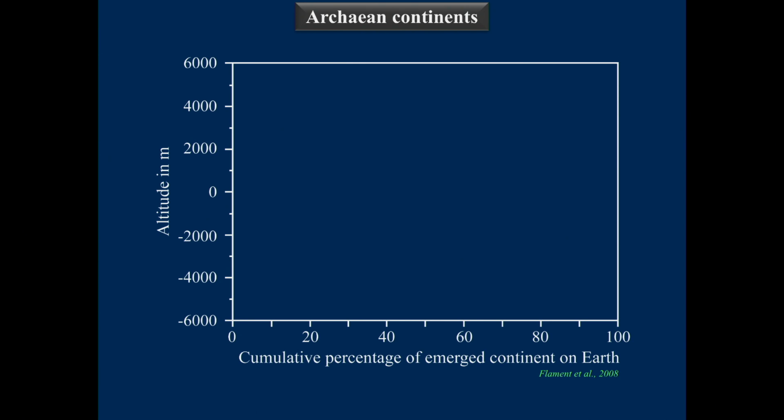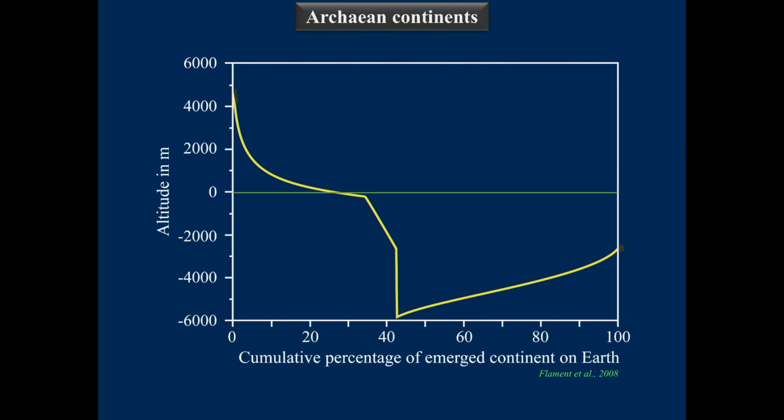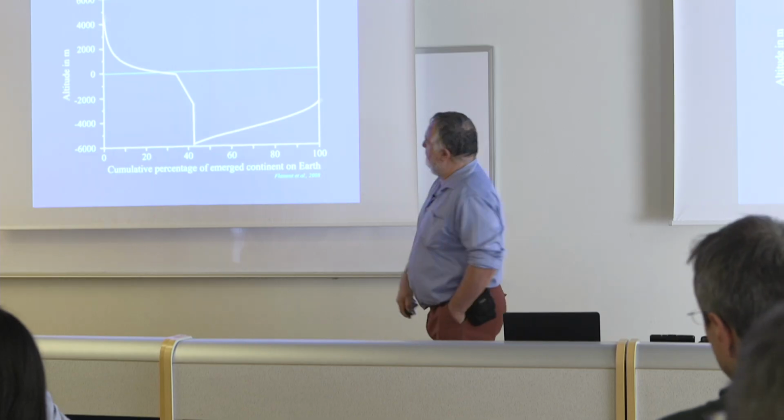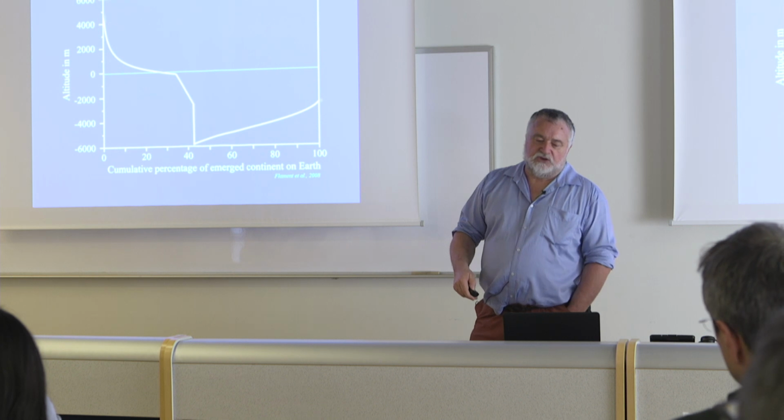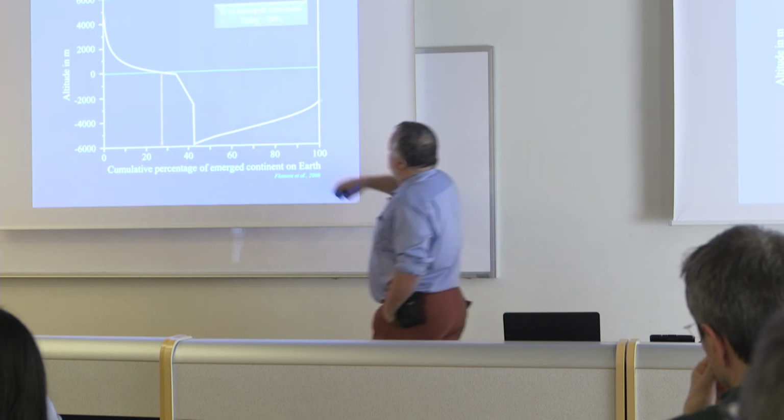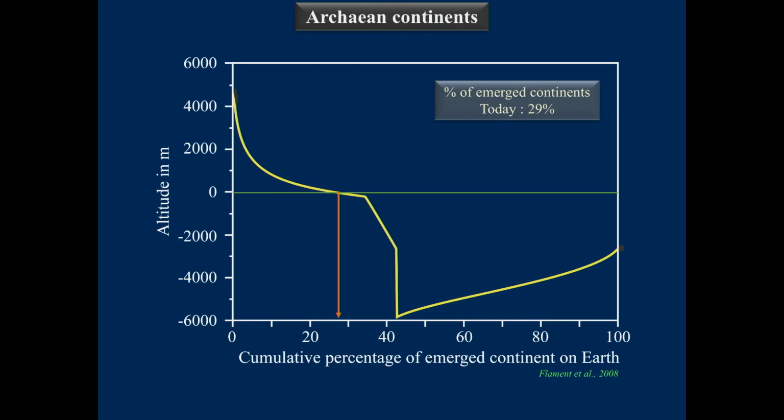So they consider, for instance, the distribution of altitude today, and the sea level is here. So we see that, of course, the continents here are generally above the sea level, but the oceans, of course, are under the sea level. And the conclusion of that is that the amount today of emerged continent is 29%. So today, the emerged continent represents 29%.